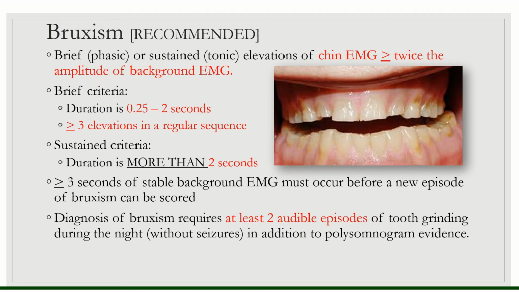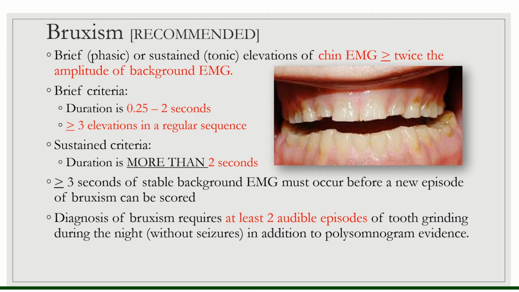All right, so there are two different ways to score bruxism. We'll get into that in a minute, okay? But first, let's recognize the fact that scoring bruxism is recommended. I forgot to put that in all red, but make sure that you highlight that. So we can have brief bruxism, which is phasic, or sustained bruxism, which is tonic. Phasic means brief, tonic means sustained. Sustained means lasting longer than normal. So brief or sustained elevations in the chin EMG, that's at least twice the amplitude of background EMG.